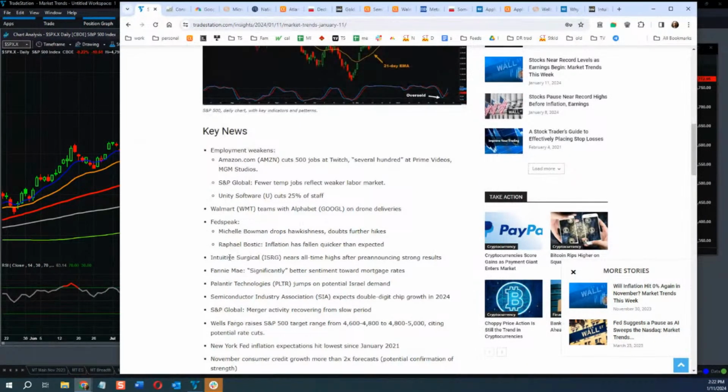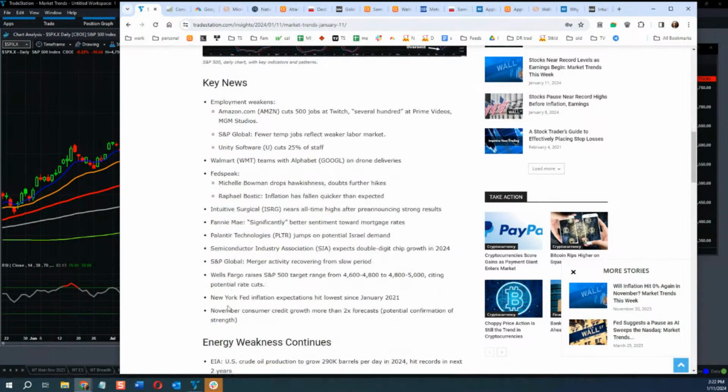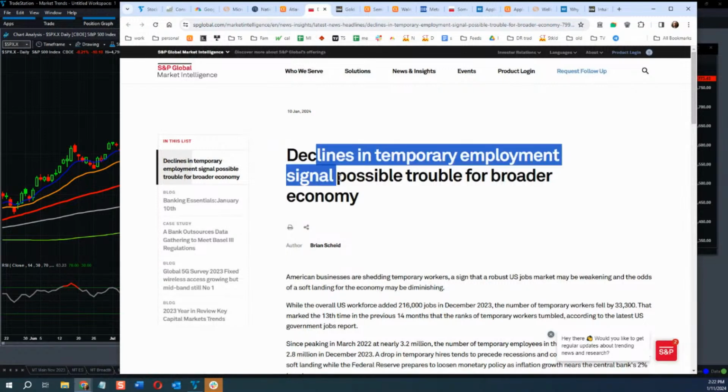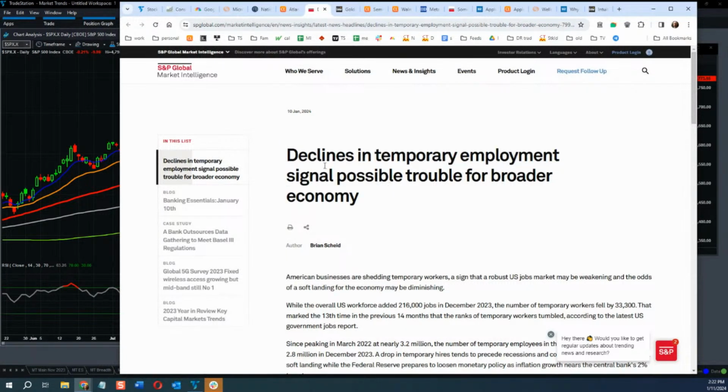We saw job cuts. Google just happened today, but Amazon cut jobs. It's also interesting that S&P Global put out a note recently saying that fewer temp jobs reflect a weak labor market. Declines in temporary employment signal possible trouble for the economy.